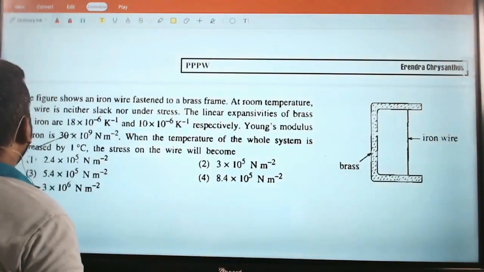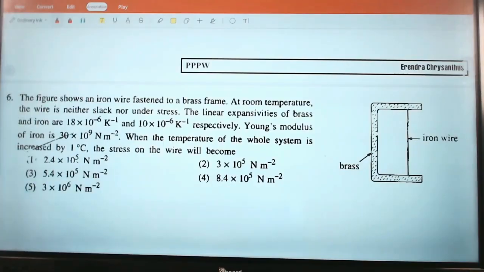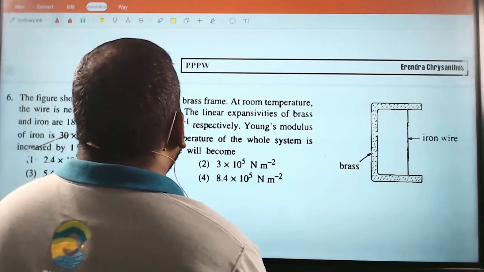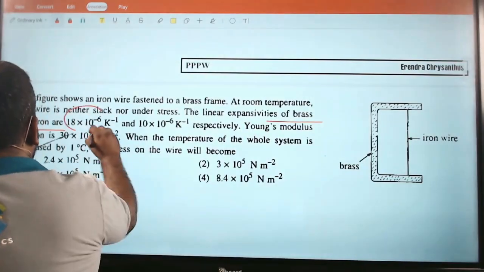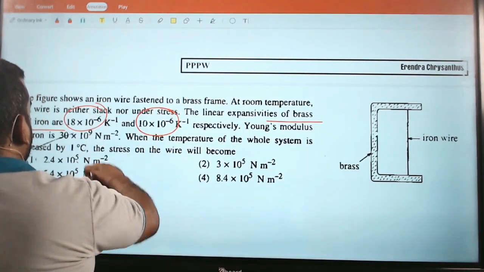Question number 6. Okay. The figure shows an iron wire fastened to a brass frame. At room temperature, the wire is neither slack nor under stress. The linear expansivities of brass and iron are 18 × 10^-6 and 10 × 10^-6 respectively. So brass and iron, who has the bigger expansivity? Brass.